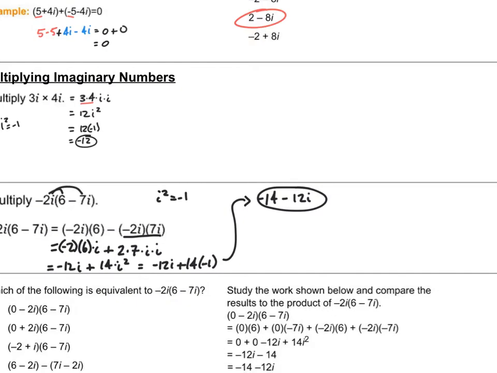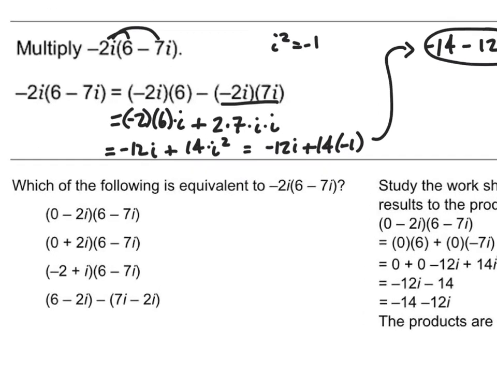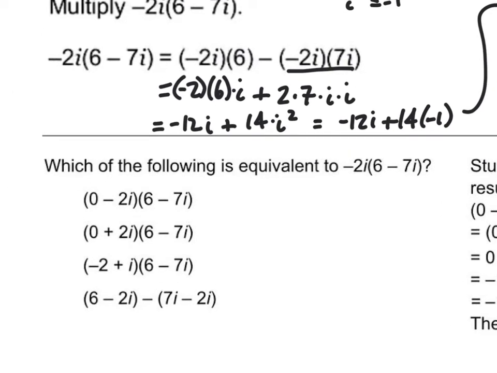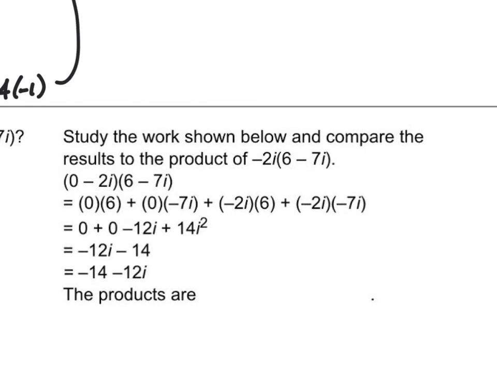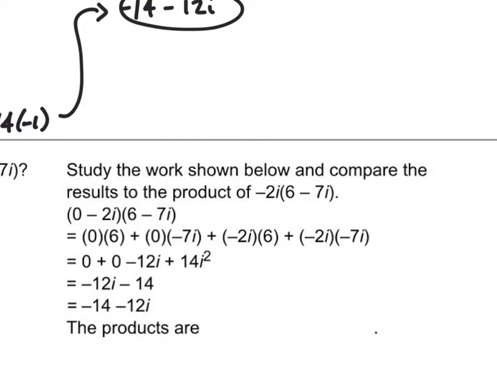So it does involve a few extra steps, and if you can skip steps, then by all means go ahead and do that. On this one it says, which of the following is equivalent to negative 2i times 6 minus 7i? And the only other way to write negative 2i is if we put a 0 out here and said 0 minus 2i. So this would be our answer here. Okay, I guess we already did this one. What was that? Negative 14 minus 12i?